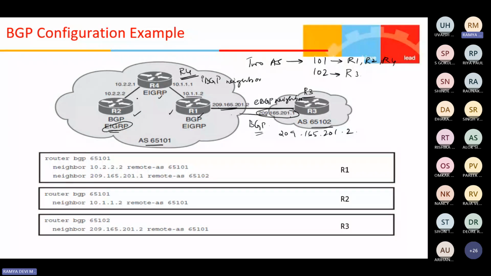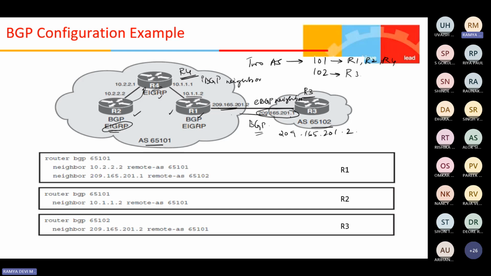R2 will be configured with one neighbor, that is R4. R4 has two neighbors, that is R2 and R1. Both belong to the same autonomous system, so it will be using iBGP, interior BGP. So this is how the relationship between the neighbors will happen. Either we'll be using an iBGP relationship or an eBGP relationship.